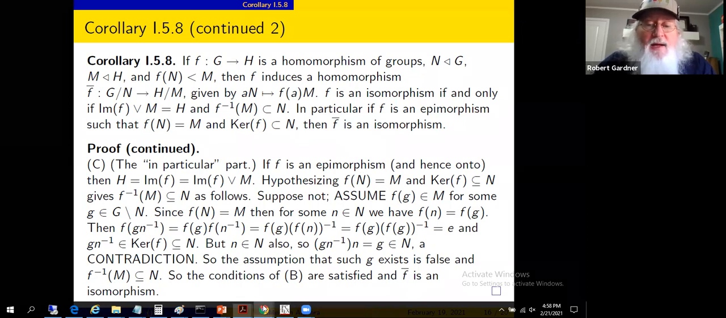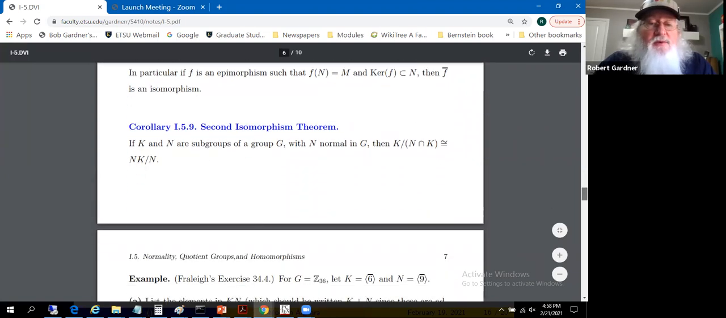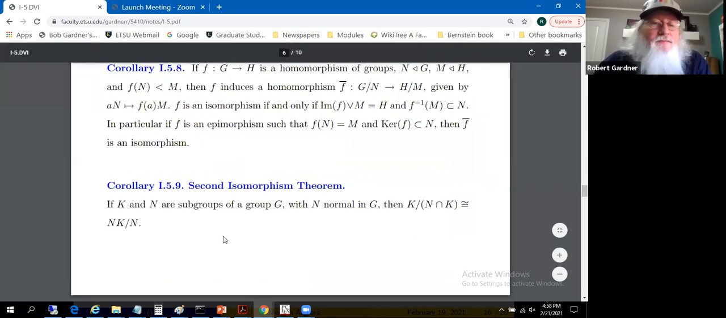Let's go back to the notes. I think it follows immediately on the heels. Let's look at the second isomorphism theorem. So theorem 1.5.6 was kind of involved. Corollary 1.5.8 is kind of involved. The isomorphism theorems themselves are not quite as weird. Second isomorphism theorem says, if K and N are subgroups of group G with N normal in G, then K mod N intersect K is isomorphic to NK mod N.